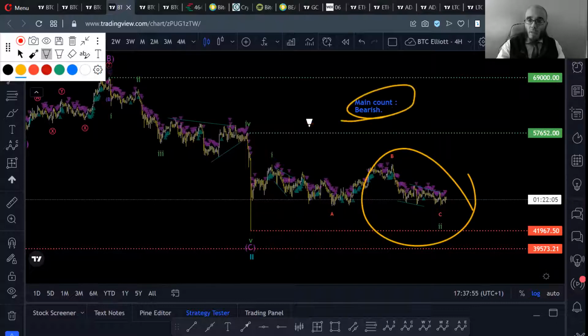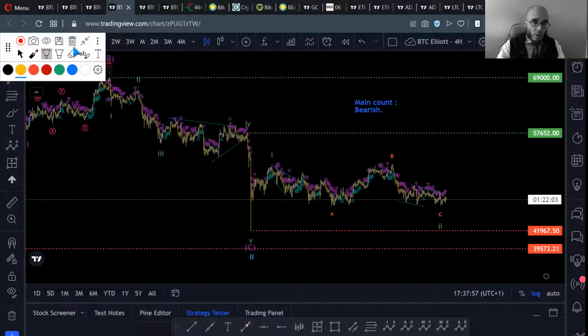So right now, I'm still having it labeled as bearish, because I'm not sure that this is really the low of wave 2. If it's not, if we go lower, then I will have a different wave count.